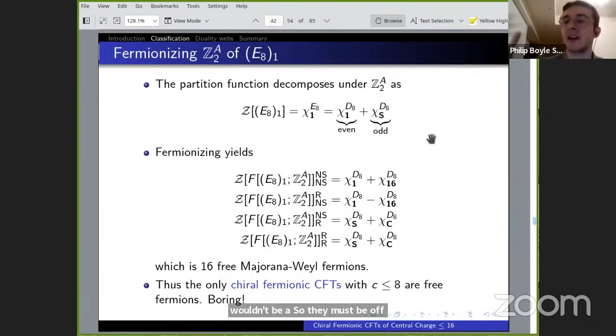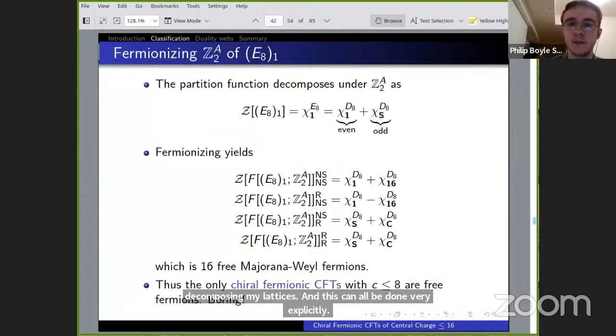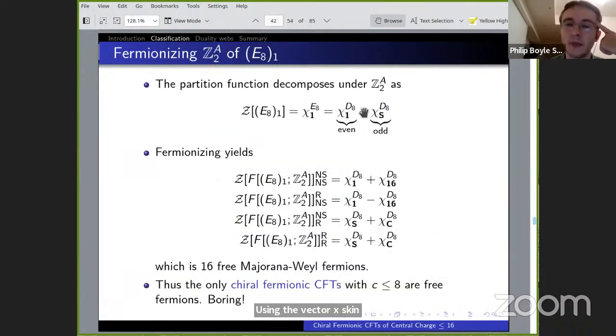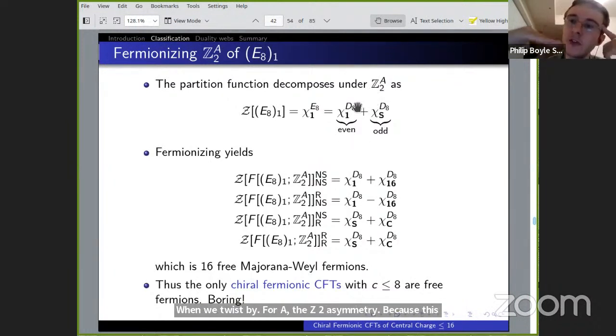And this is again where the practice of lattice theory comes in useful, because basically the decomposition of the characters just boils down to decomposing the lattices, and this can all be done very explicitly using the vector x given to you from Kac's theorem. So the lattice structure really helps here. Okay, so that means that we know the partition function of E8 level 1 when we twist by the Z2A symmetry, because this expression tells me how to insert a horizontal twist.